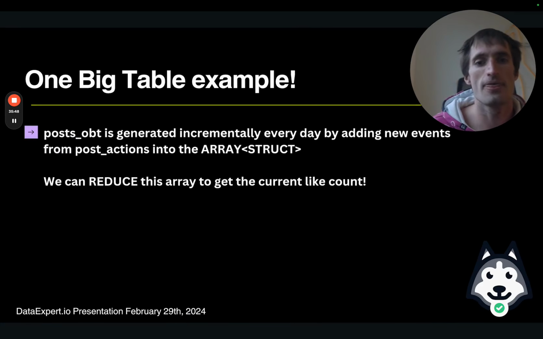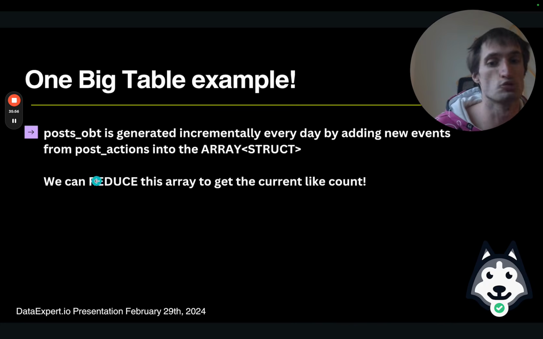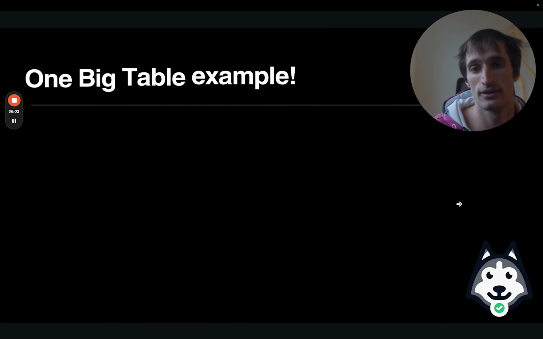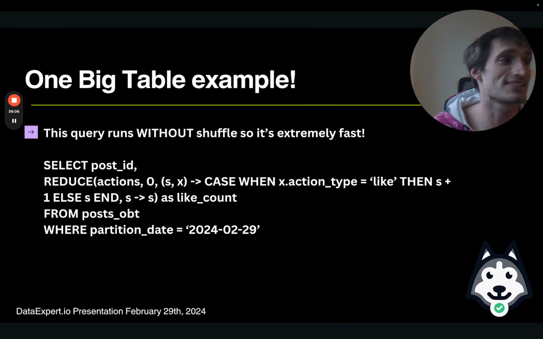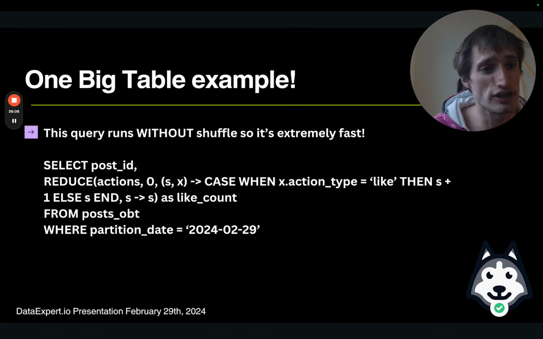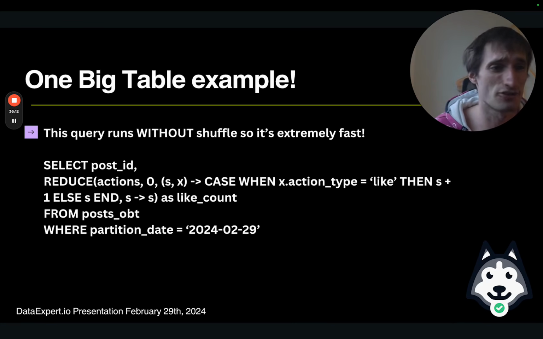So post OBT just has every single new event from post actions in an array of struct. And then we can reduce this array to get the current like count. Let me show you how that is done. So here's how you would do it, and in this case, we're going to be using Trino/Presto, both for this presentation and for the lab today.